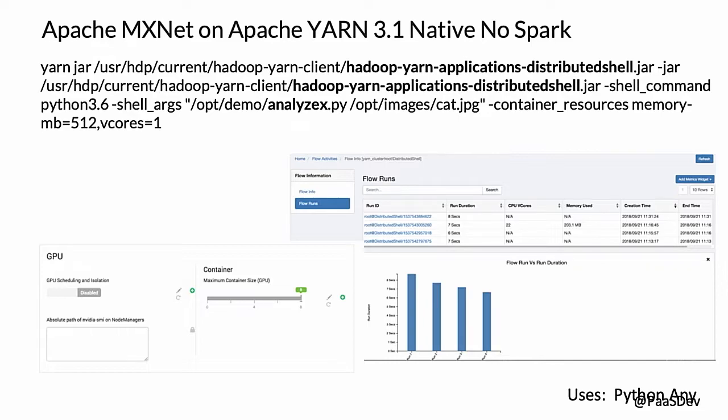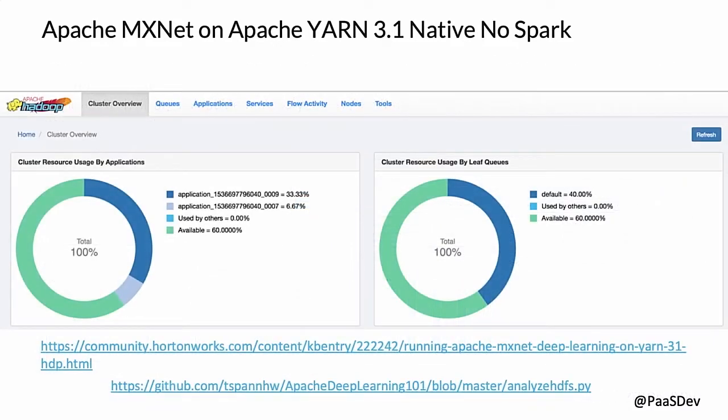It shows up in the standard yarn interface, and you see the jobs running. And when you're done, you can see it. I have a full article in the example code there.